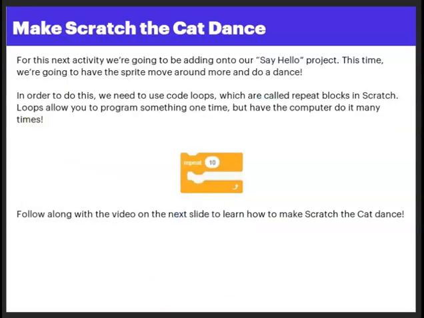Make Scratch the Cat dance. For this next activity, we're going to be adding on to our Say Hello project. This time, we're going to have the sprite move around more and do a dance. In order to do this, we need to use code loops, which are called repeat blocks in Scratch. Loops allow you to program something one time and have the computer do it many times. Follow along with the video on the next slide to learn how to make Scratch the Cat dance.